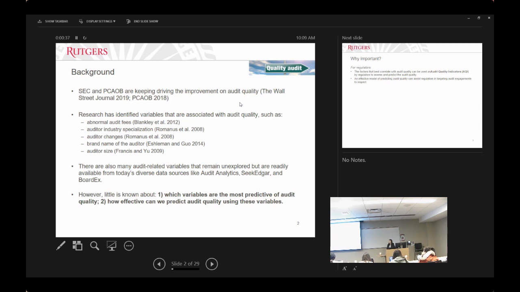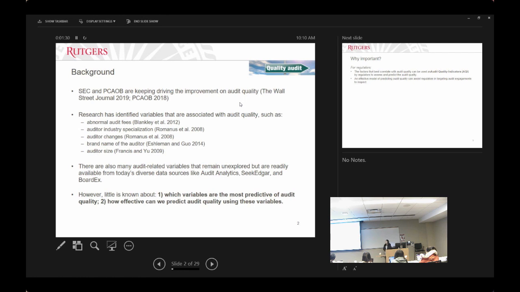From the papers that you read for this class, we know that audit quality has been a focus of accounting and auditing research, especially after the SOX Act in 2002. And regulators today are still trying to improve audit quality. The research papers that you read have identified some variables associated with audit quality, such as Big Four or non-Big Four, the auditor size, and the industry specialization of the audit firms. And some people also say the audit fee has something to do with audit quality. So we have many papers that identify variables associated with audit quality. That's the first part of the story.